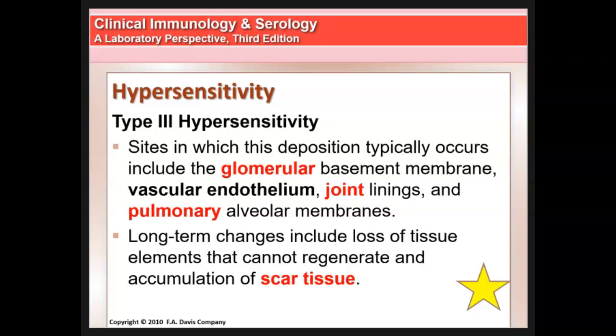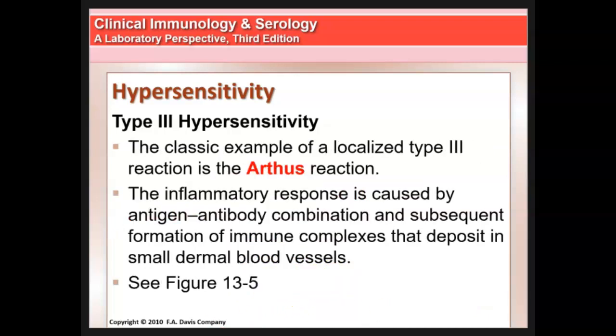Sites in which this deposition typically occurs include the glomerular basement membrane, vascular epithelium, vascular endothelium, joint linings, and pulmonary alveolar membranes. Long-term changes include loss of tissue elements that cannot regenerate and accumulation of scar tissue. And once scar tissue has formed, there is no going back, no getting better.